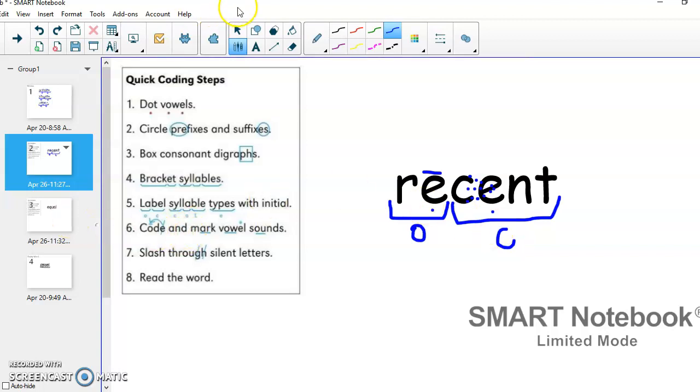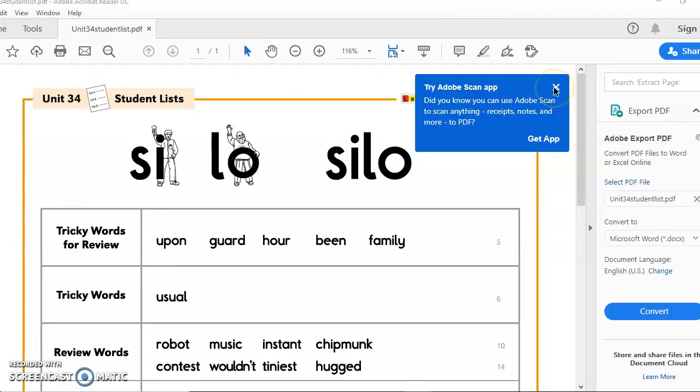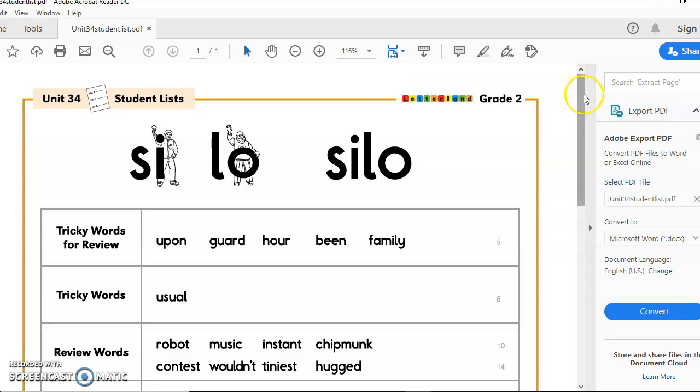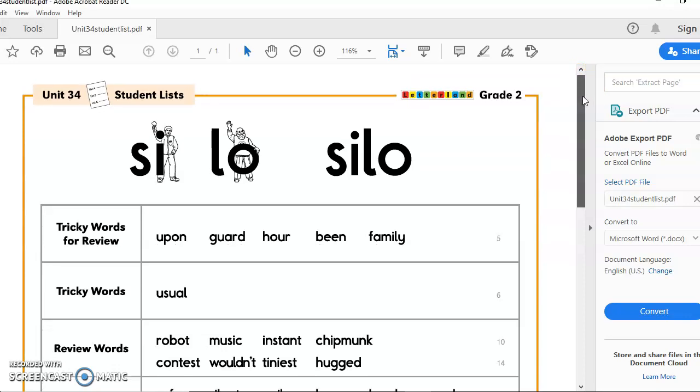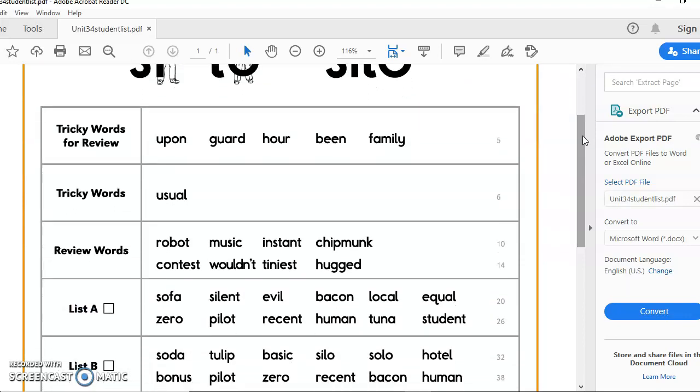All right, let's look real quick. Let's go ahead, guys, I'm going to go ahead and pull up your words and talk to you about those because I'm about to run out of time. All right. Okay, let's go through our words. Our tricky words for review are upon, guard, hour, bin, and family. Our tricky word for this week is usual.